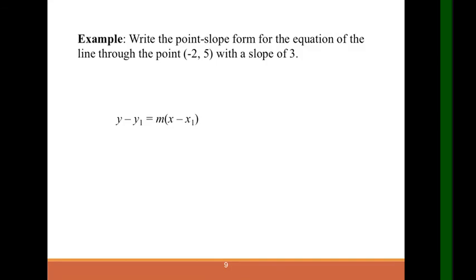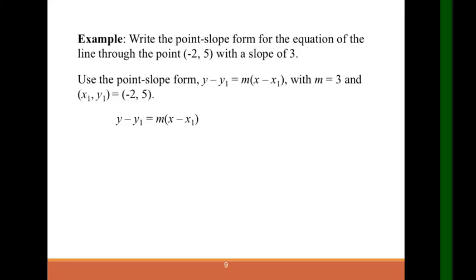Now, example, write the point-slope form of the equation of the line through the point -2 and 5 with the slope of 3. So we have y minus y sub 1 equals m times x minus x sub 1. And then use the point slope, y minus y sub 1, m is 3. The x sub 1 is -2 and y sub 1, itong y sub 1 natin is 5. So, i-substitute lang natin siya.